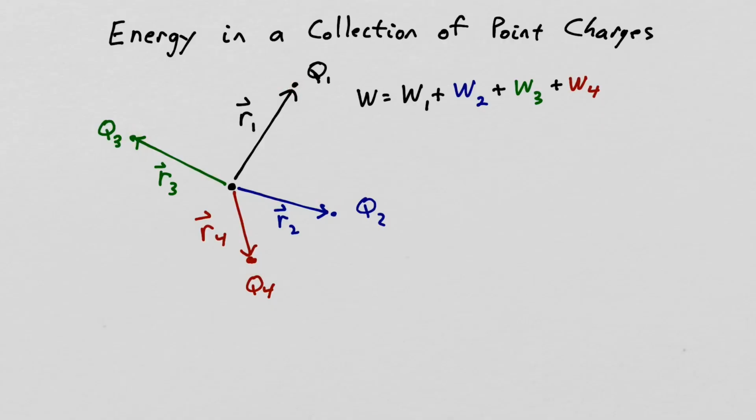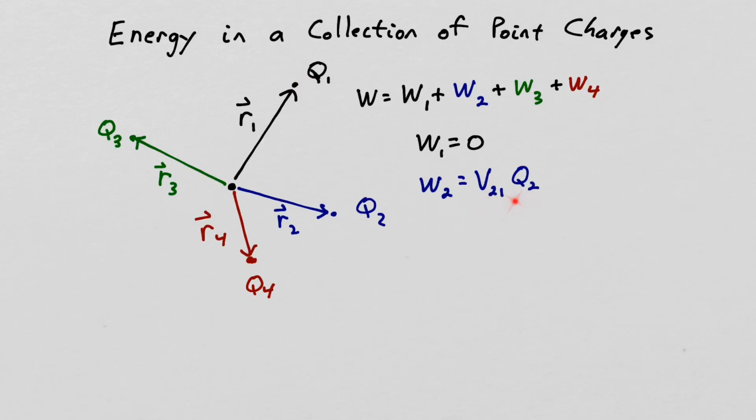It takes work to bring in charge 2 because charge 1 is already here. V sub 2(1) is the amount of work to bring 1 coulomb of charge from infinity to the location of Q2 if Q1 were present. So we multiply that by Q2 to find how much work it took to position Q sub 2.